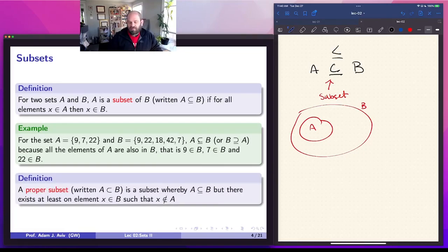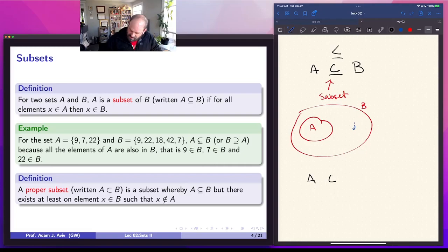But we also have this notion of subset. Now we have another symbol which is called the proper subset, written as A also contained in B. A is a proper subset of B where A is contained in B, but there's at least one element X of B such that X is not in A. So in this example, if there was some element, let's say J, since J is not in A, then it's a proper subset.